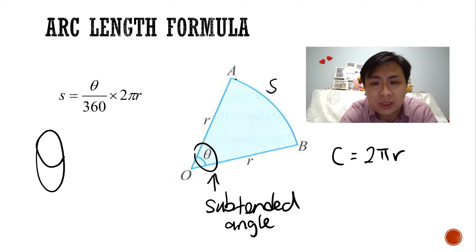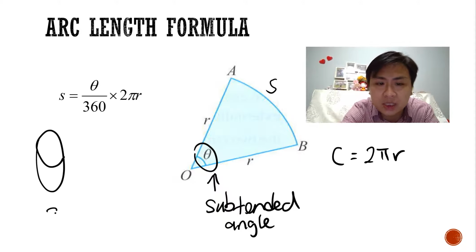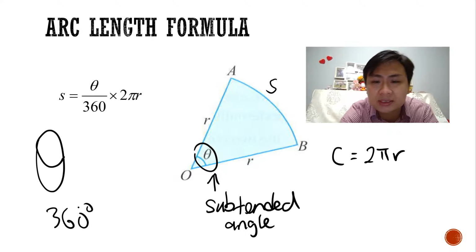Now, if we already understand that the circumference of a circle is given by 2 pi r, then it's not difficult to understand that the arc length is actually given by theta over 360 multiplied by 2 pi r. Why is it so? We can imagine that the full circle has a total angle of 360 degrees. This is the angle for a full circle.